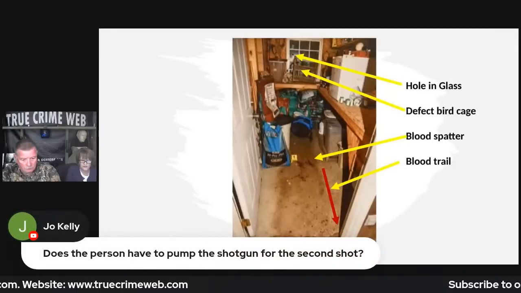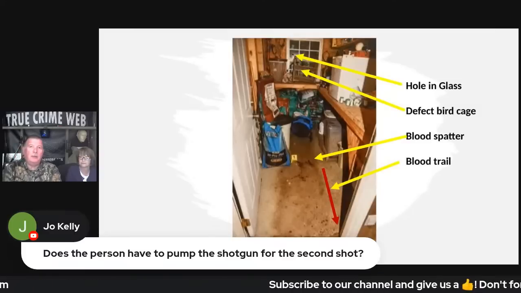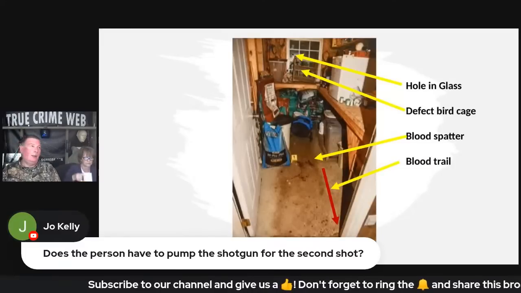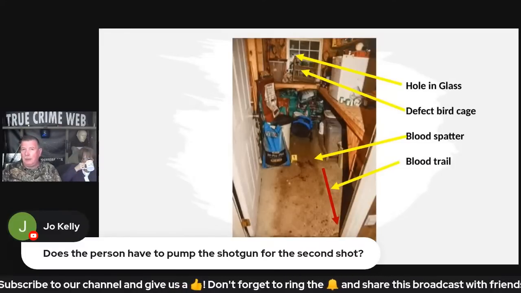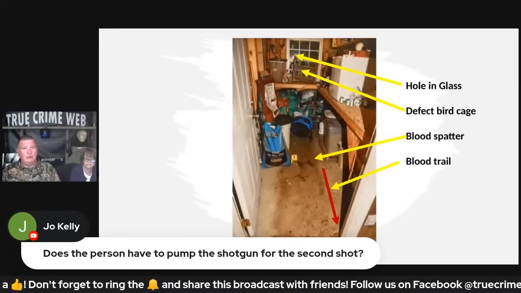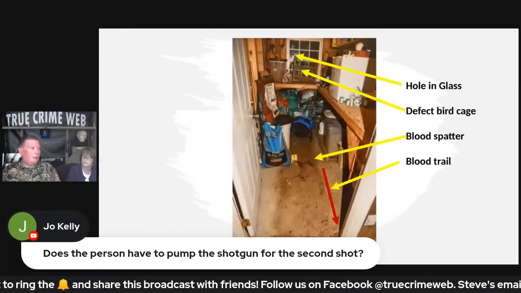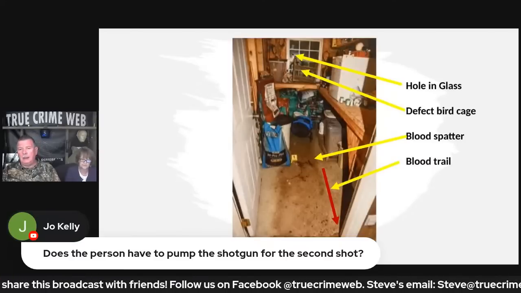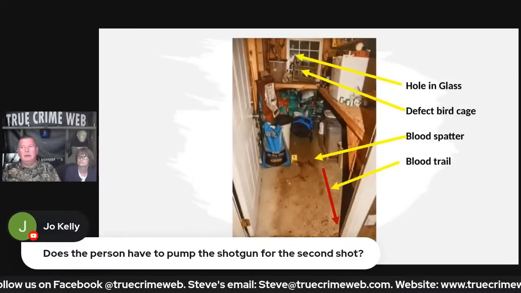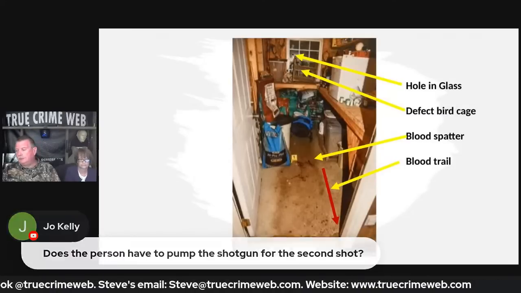And Joe, does the person have to pump the shotgun for the second shot? There's all different kinds, and they don't have a homicide weapon. Was it a pump? Was it a semi-automatic? We don't know. I believe there's a couple guns missing, and I know the 300 Blackout's missing, and I think reference has been made that possibly a semi-automatic shotgun is missing also.